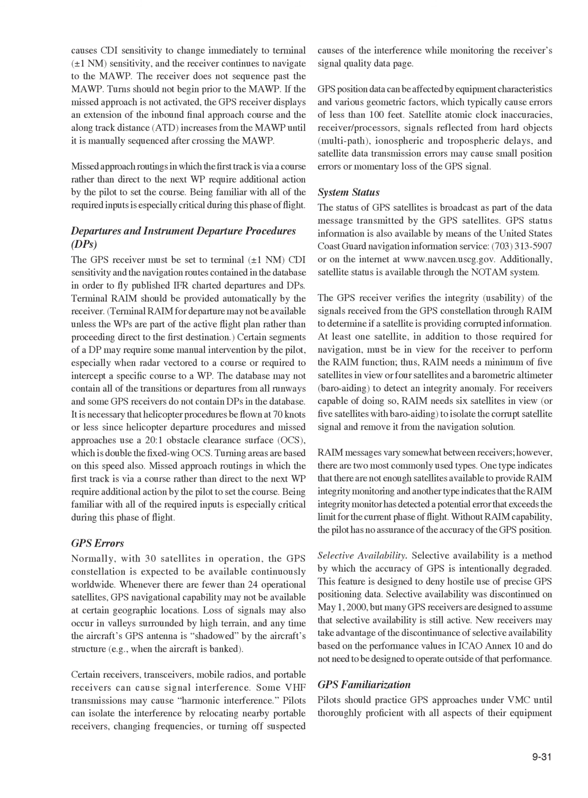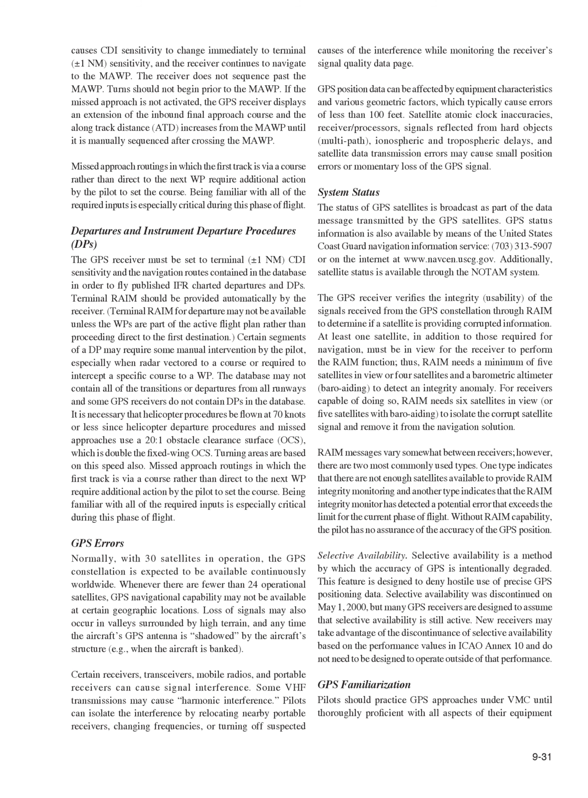Missed approach routings in which the first track is via a course rather than direct to the next WP require additional action by the pilot to set the course. Being familiar with all of the required inputs is especially critical during this phase of flight. Departures and instrument departure procedures, DPs: the GPS receiver must be set to terminal, plus or minus 1 nm, CDI sensitivity and the navigation routes contained in the database in order to fly published IFR charted departures and DPs. Terminal RAIM should be provided automatically by the receiver.